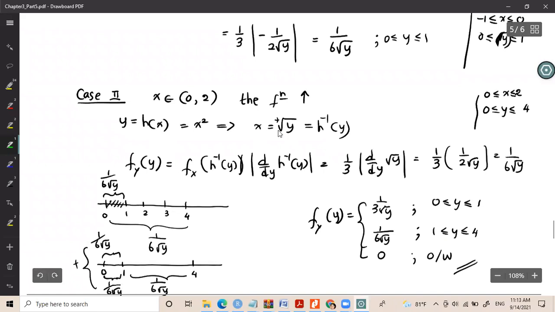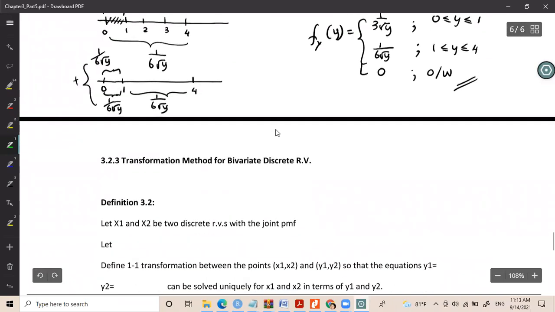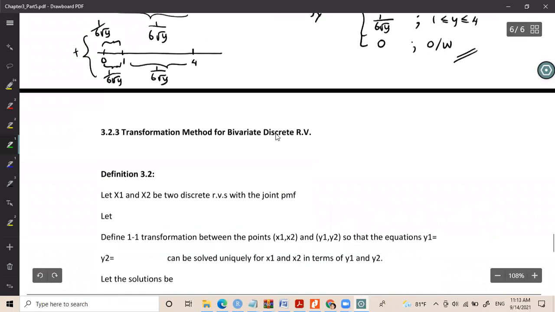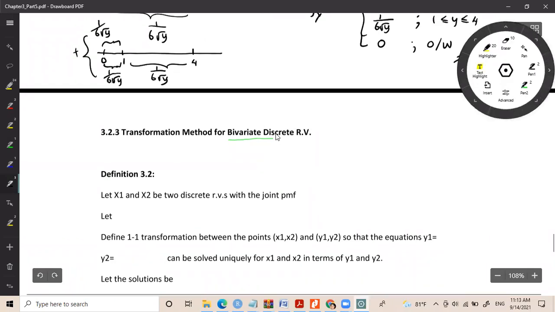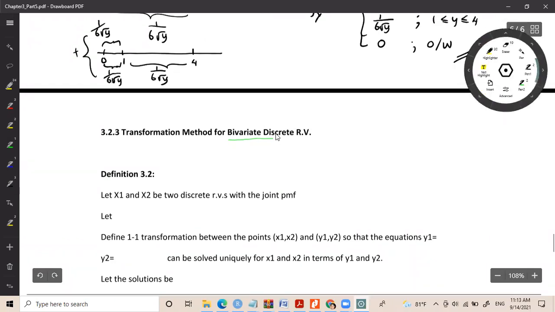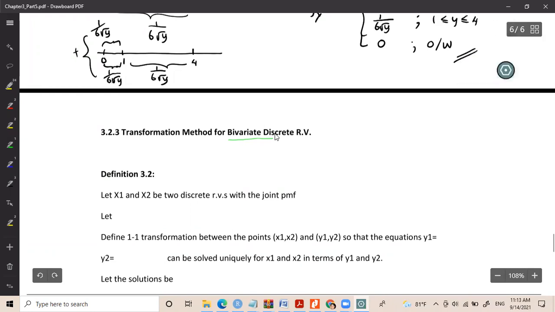Okay, then shall we move on to the next section? Now we are going to the bivariate case. So we looked at both continuous and discrete univariate cases, how to apply the transformation method. Now we are moving on to the bivariate situation. We'll start with the discrete and later we'll move on to the continuous case.